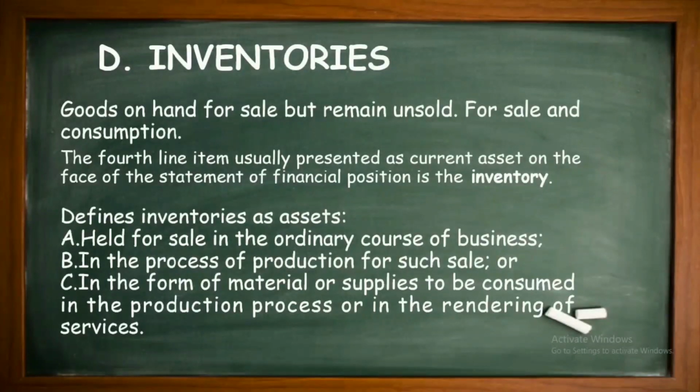Inventories are defined as assets. A. Held for sale in the ordinary course of business. So, example here, the business entity is Ford Motor Company. Ford Motor Company produces cars and SUV trucks. So, its cars and SUV trucks for sale are considered as inventory of Ford Motor Company.